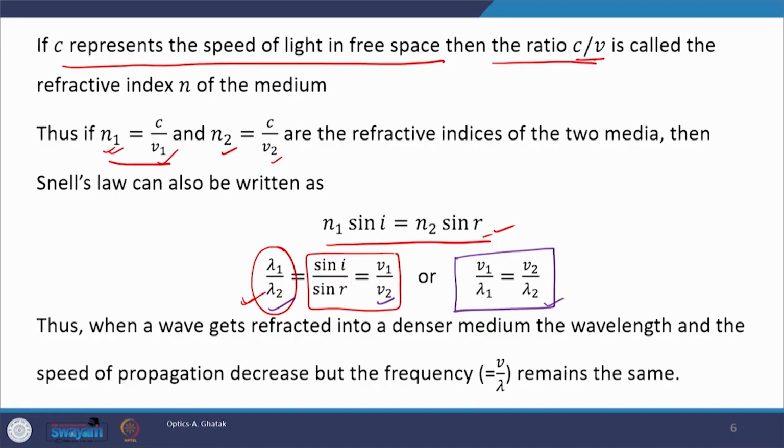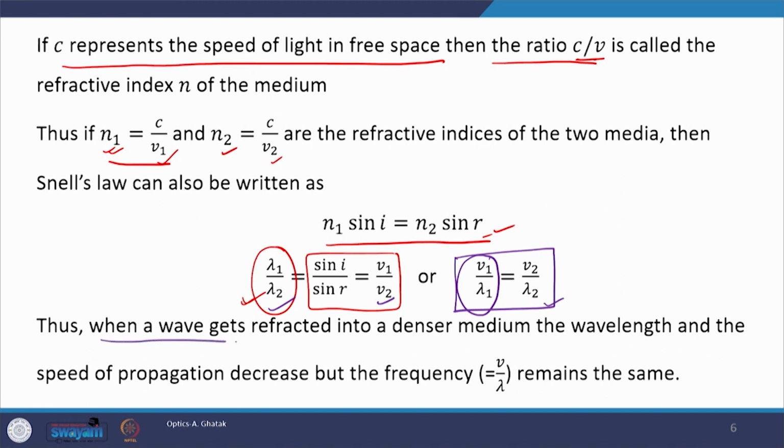But lambda changes when you go from one medium to another medium, and V also changes. When we go from one medium to another, lambda changes and the velocity also changes, but the ratio of the two does not change. Therefore, this ratio must be representing some important parameter. What is that parameter? Let us see.